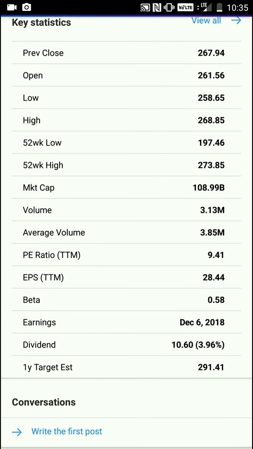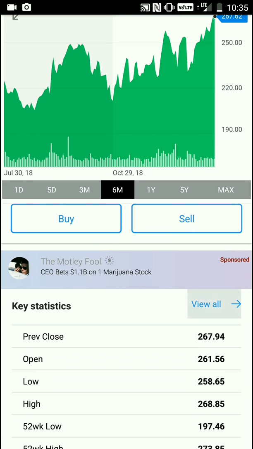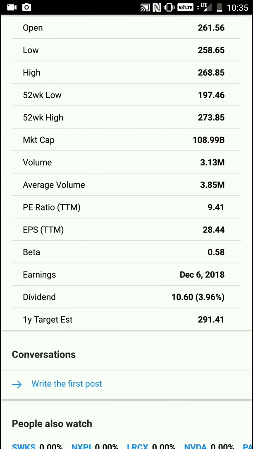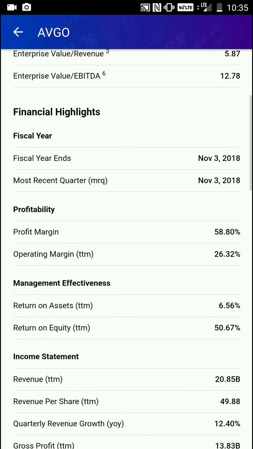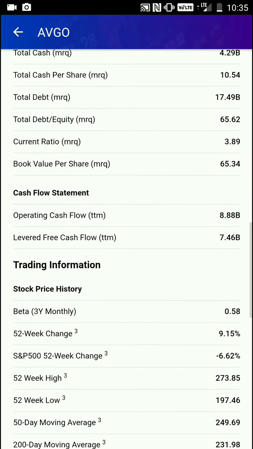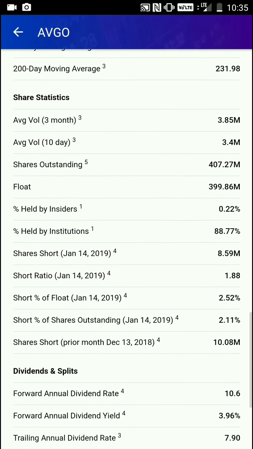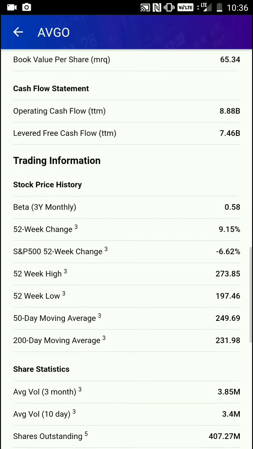Another thing I want to showcase is their dividend yield. Whenever I look at a dividend company, I always check out their payout ratio. I'm on Yahoo Finance. I find it a lot more reliable than the Robinhood app because Robinhood doesn't update it as frequently. So it has a payout ratio of 24%. That means that they have a lot more room to grow.